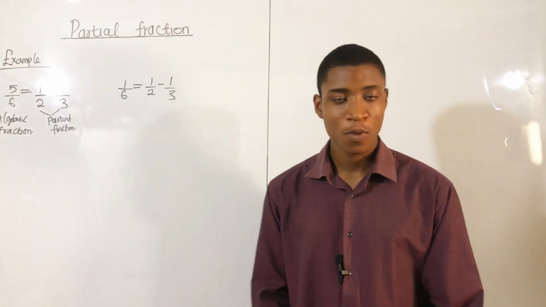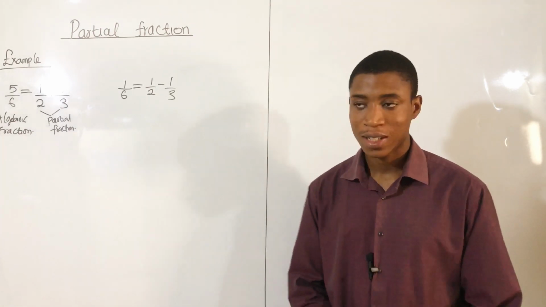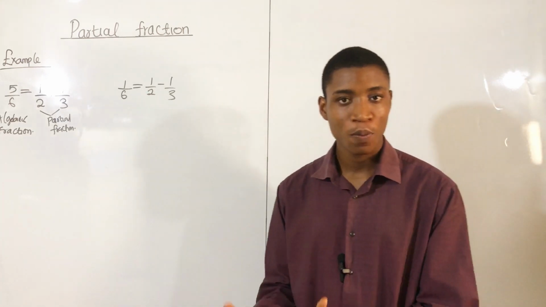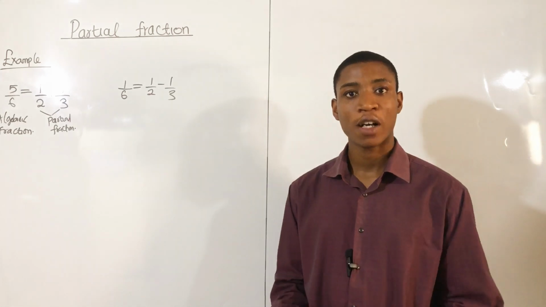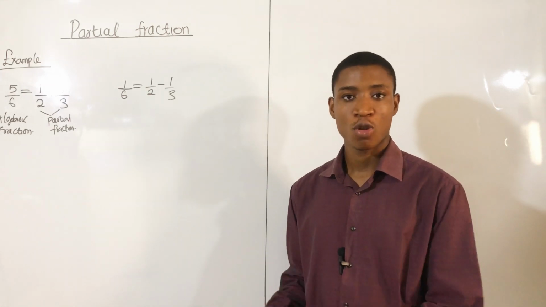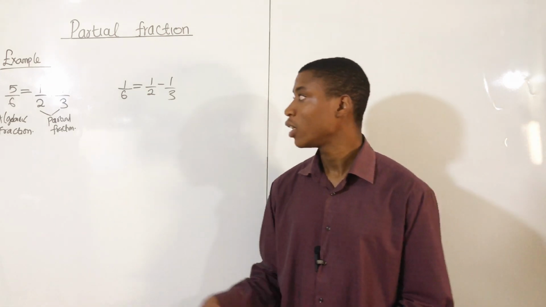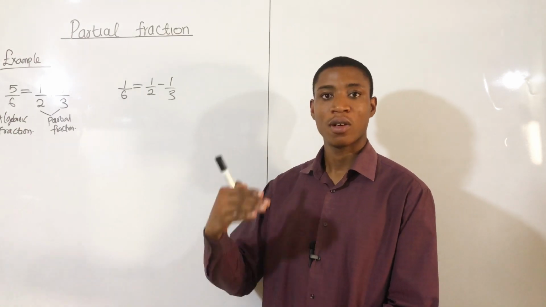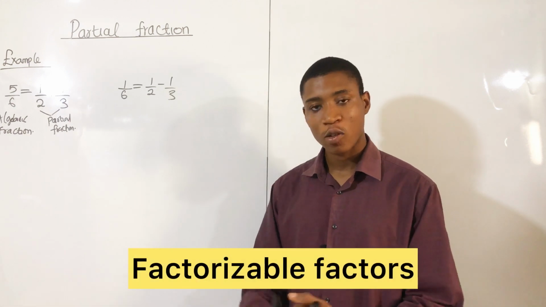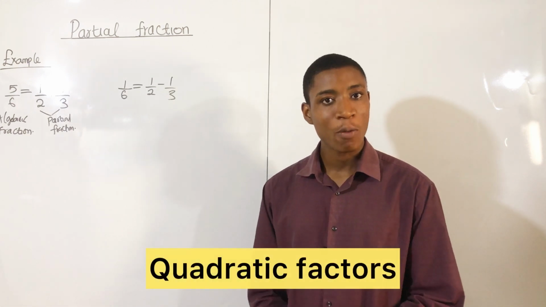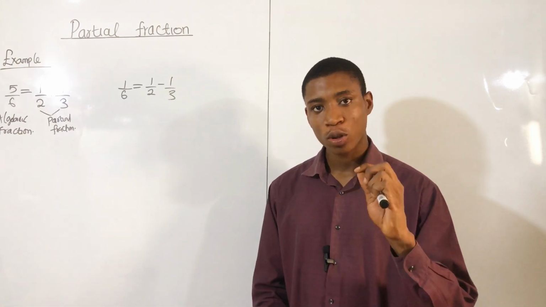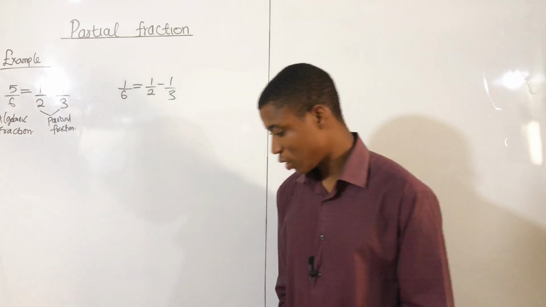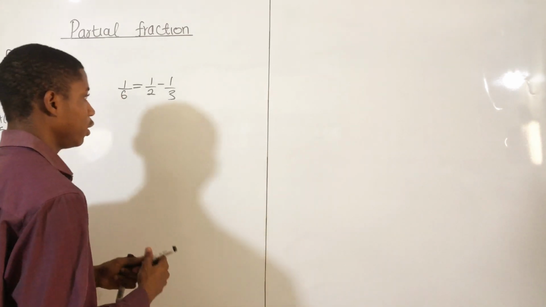So that's the concept. First of all, we must talk about the types of partial fractions. Of course, there are a lot of types of partial fraction. We have linear factors in their denominators. Now, take note. A partial fraction can be classified into different types, like linear, factorizable, repeated linear, and quadratic, depending on their denominator.